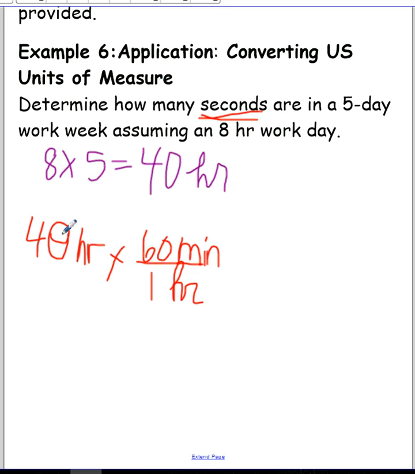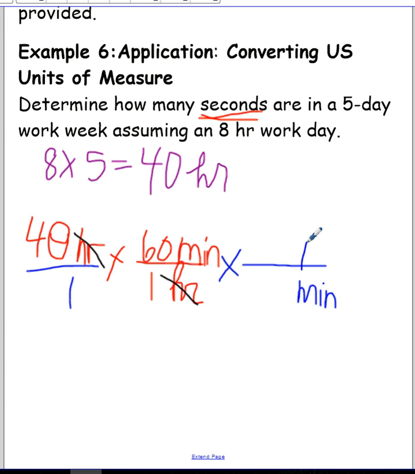If we wanted to write our 40 hours over a fraction, we can just put it over 1 because we know anything over 1 stays the same. But notice how our hours from the top can cancel with our hours on the bottom. And we're multiplying across, so 40 times 60 will give us the amount of minutes. But we weren't asked for minutes, we were asked for seconds. So we're going to have to add another unit multiplier. And right now we're in minutes. So we want to get rid of minutes.